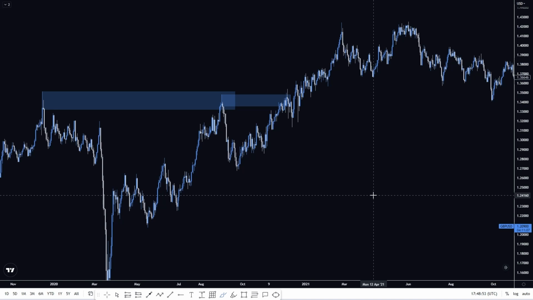Remember, not every zone is always going to hold. That's not the point of why we do this. We're looking for potential areas of reversal, and then we want to see confirmation, potentially on a lower time frame, to actually get involved in a trade.